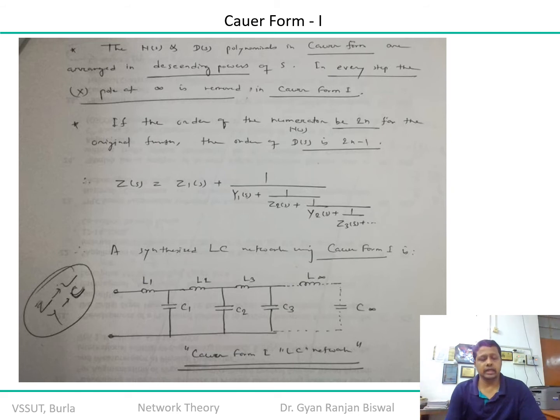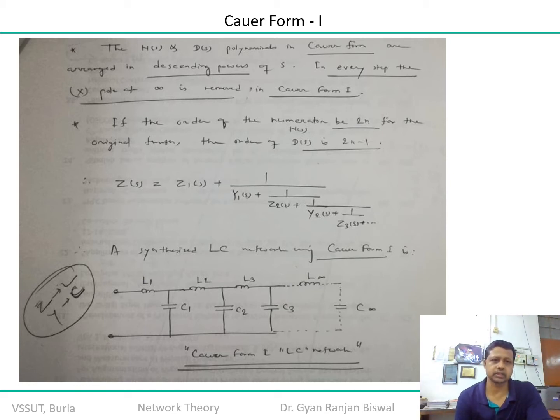To realize a Cauer form 1, you must remember that again we have to revisit those numerator and denominator polynomials of the transfer function. So I am assuming here that your transfer function is again defined in terms of an admittance function or the impedance function. For an example, we are considering the impedance function in this particular case, and we are using the Cauer form to realize these polynomials.